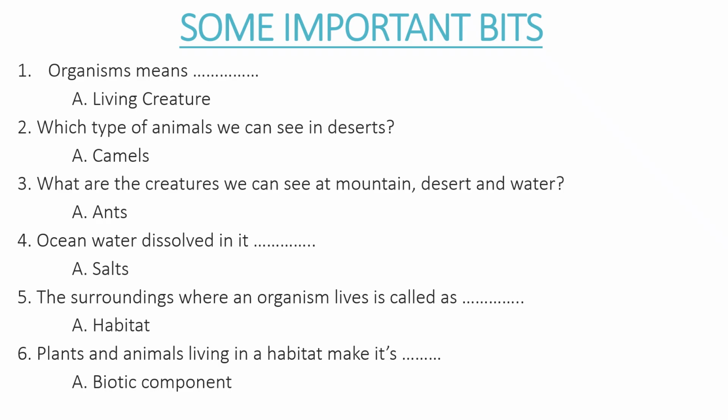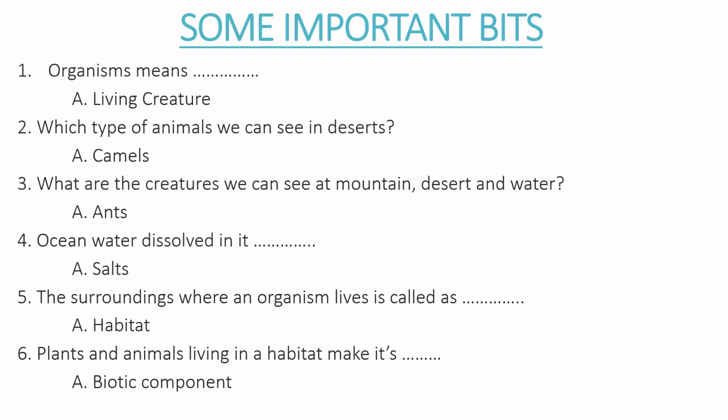Which type of animals we can see in deserts? Camels. What are the creatures we can see at mountain, desert and water? Ants. Ocean water has dissolved in it salts. The surroundings where an organism lives is called as habitat.